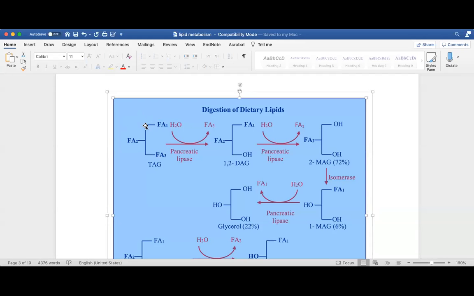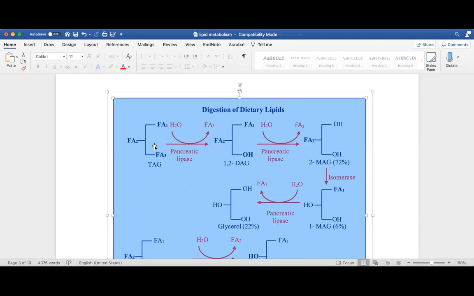But glycerol is written like this. This is glycerol, fatty acid number 1, fatty acid number 2, fatty acid number 3. Do you see all the fatty acids? FA1, FA2, FA3. 3 fatty acids are bound to glycerol. This is called triacylglycerol. Acyl means fatty acid. Glycerol with 3 fatty acids. By pancreatic lipase, I'm going around the lipase, fatty acid number 3 is removed and replaced by a hydroxyl group. Do you see the hydroxyl?